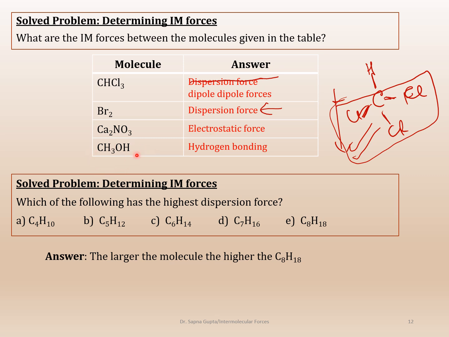Now for this one here, CH3OH, I can see the OH here. As soon as I see the OH, I know it's hydrogen bonding. So try to keep it simple, as I did here. I know it might seem simple, but it's going to be simple, definitely. It's not going to be that hard. And then here, which one of the following has the highest dispersion force? I'm not even asking you for anything else. So what are you looking for in dispersion force? Size, right? The largest one is going to have the highest dispersion force. That's it.